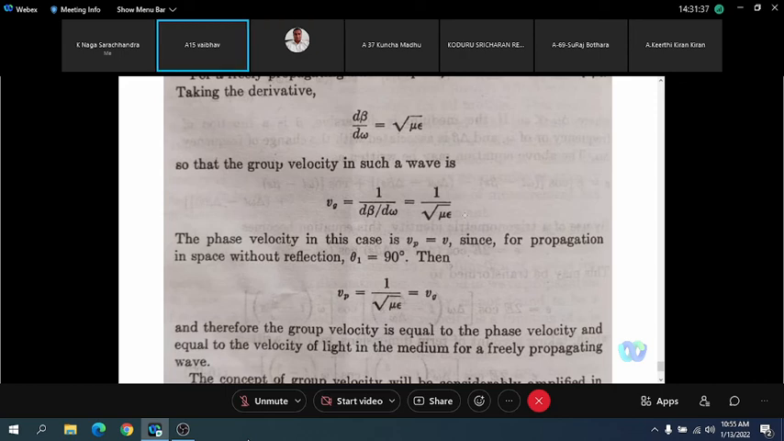Sir? So this I generalize: for any theta 1, Vp into Vg will be equal to V square or C square. But I have not proved it, I generalized it. More I will discuss in transmission line for radio frequency.